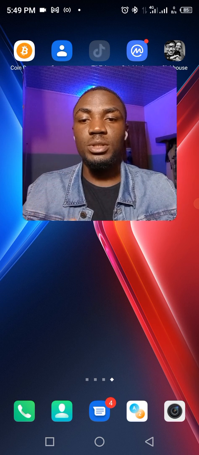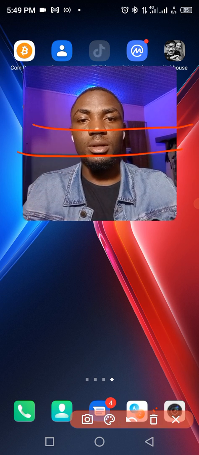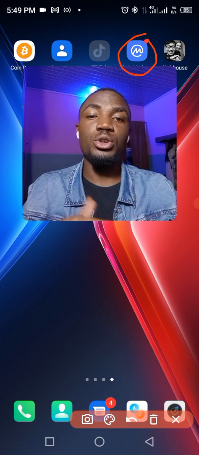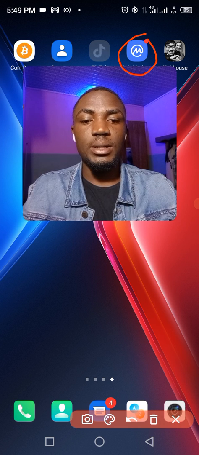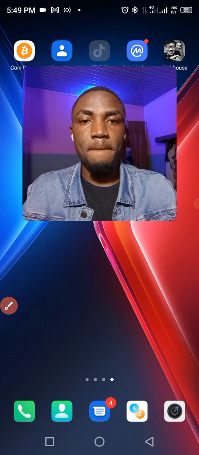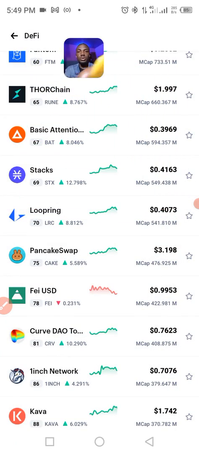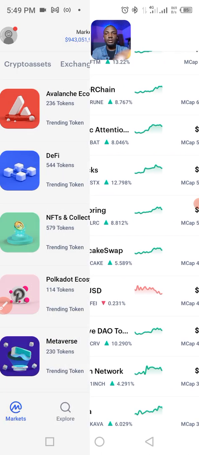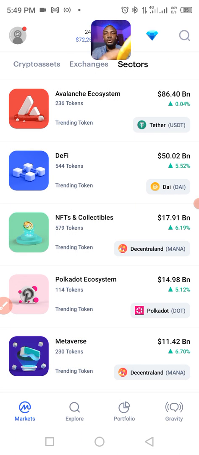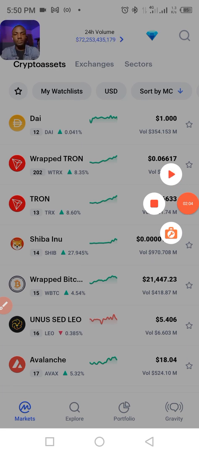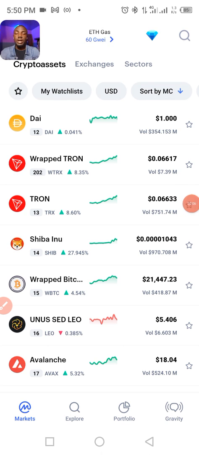This is how the app looks. Just go on your Play Store, download the app, and that is all. Let me reduce this. This is how you're going to see CoinMarketCap. Once you log in, this is how the interface looks.